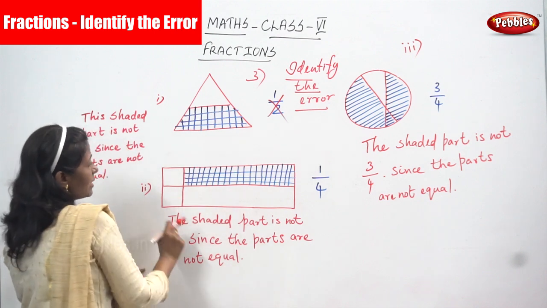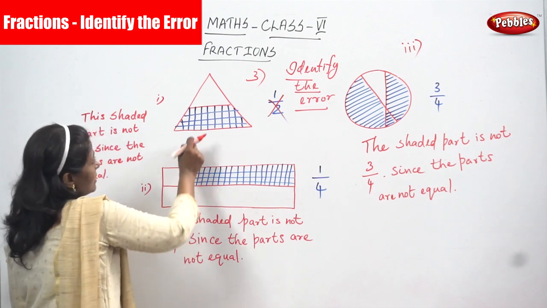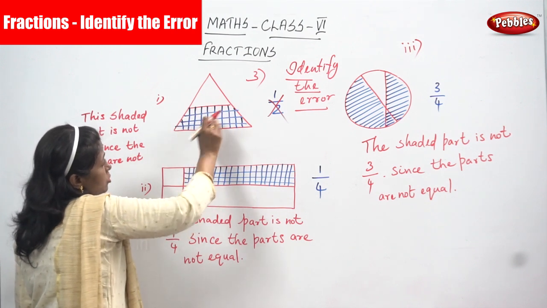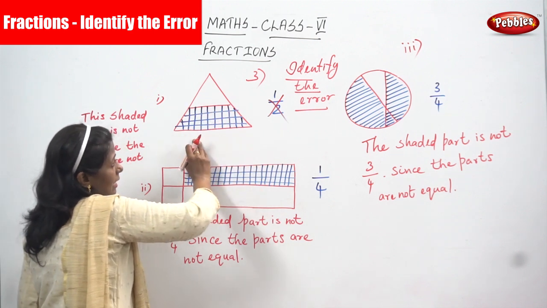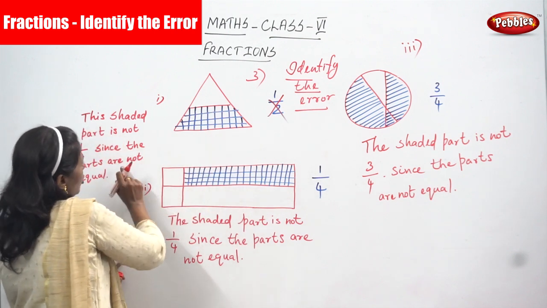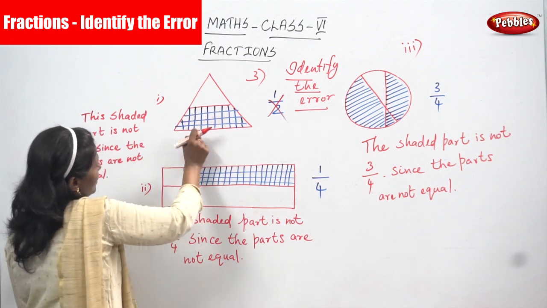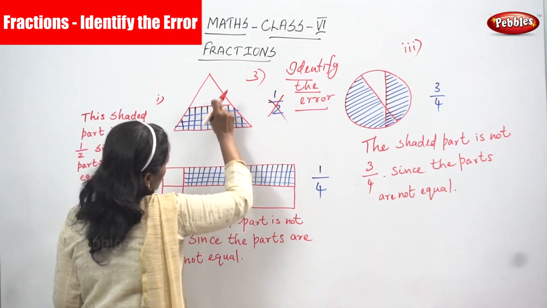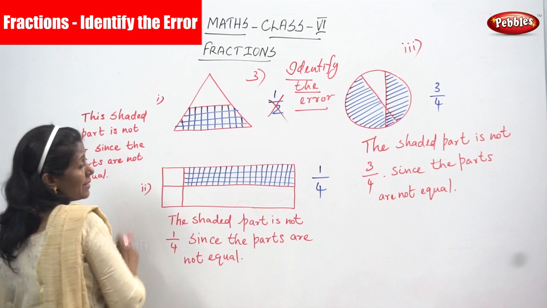So next one. Although it looks like half, actually it is not half, because the parts are not equal. Only one part is shaded, and I have written 1 by 2, the total being 2 parts. But this shaded part is not 1 by 2 since the parts are not equal.